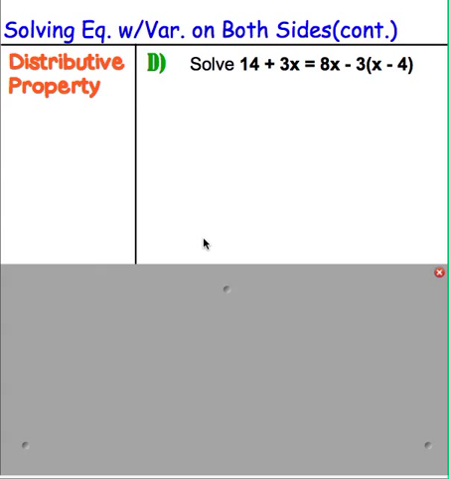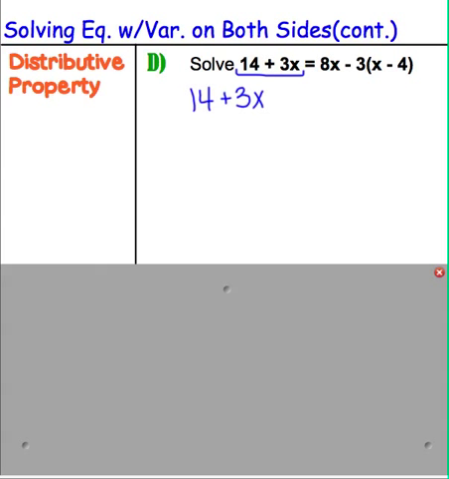Alright, welcome back. We're going to pick up where we left off, continuing where we have some problems with variables on both sides that involve the distributive property. So our first step, if you recall, is simplifying both sides of the equation. Well, our left-hand side of the equation is already simplified. So I'm going to, for right now, just rewrite that 14 plus 3x.